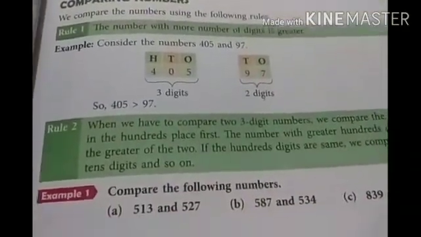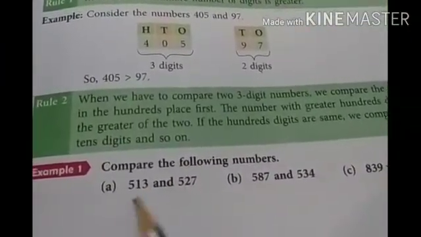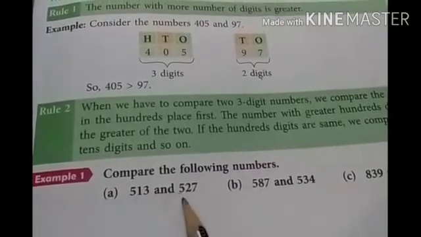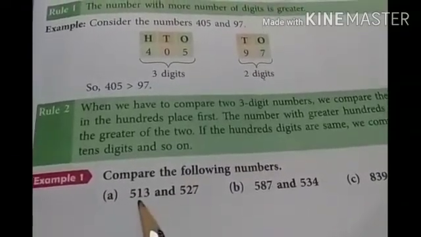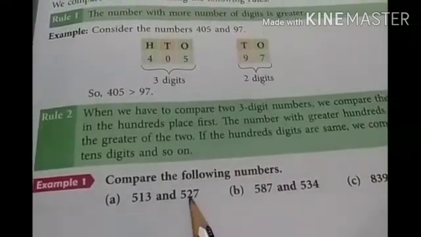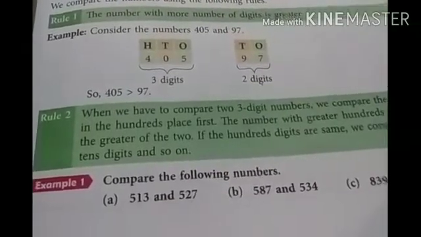Okay. See, when you want to compare the 3-digit numbers together, first you compare the place of 100. Okay, if the places of hundreds are same, then come to the next number in tens place, 1 and 2. See, 1 is smaller than 2 and 2 is greater. So we can say 513 is smaller than 527.